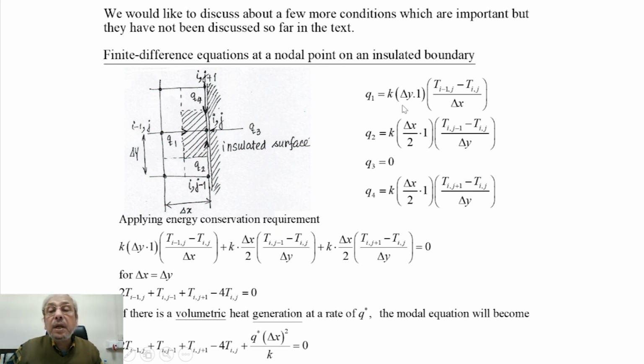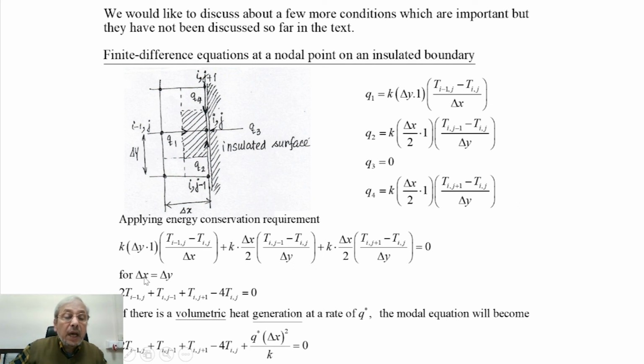Q1 will be given by, it is by conduction, k delta Y into (T I minus 1j minus Tij) by delta X. Q2 is also by conduction, k delta X by 2 into (Tij minus 1 minus Tij) by delta Y. But Q3, since it is an insulated surface and this node will not receive any energy from this side, Q3 is 0, and Q4 is k, again delta X by 2 into 1 into (Tij plus 1 minus Tij) by delta Y. This is the del T del Y gradient. And then we sum up Q1, Q2, Q3, Q4, and that will be 0.